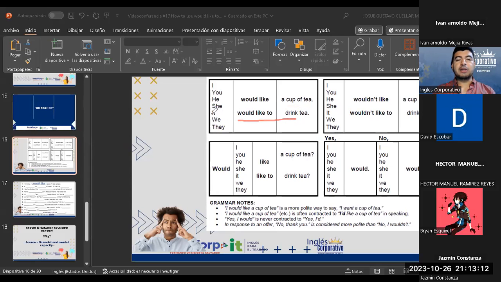¿Ok? Igual si dijéramos con you, would like a cup of tea. ¿A ti te gustaría una taza de té? Or you would like to drink tea. ¿A ti te gustaría beber té? For the negative, here we have wouldn't. ¿Ok? I'm going to write the pronunciations.